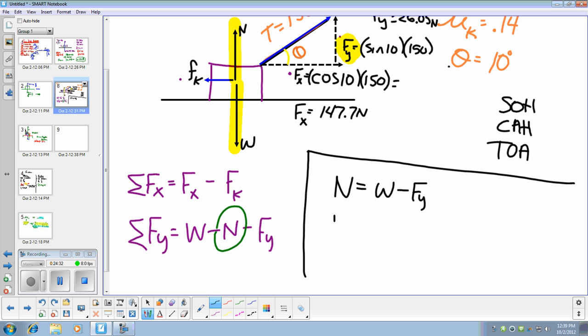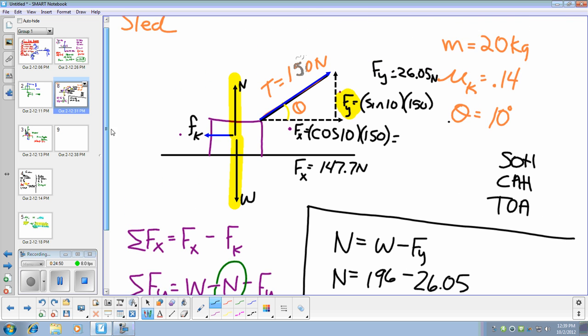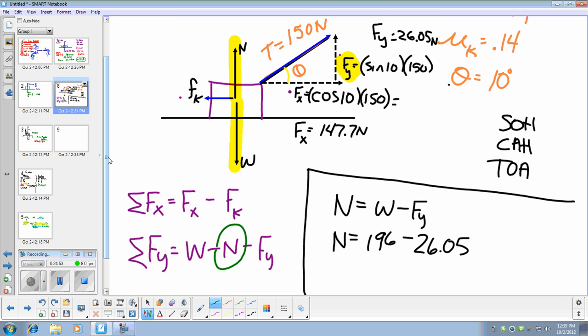And what we see is we're going to have 196 minus 26.05. Now you might be saying, wait a second, where'd you get 196? Well, I think I did some sneaky math when you weren't looking, and I found the weight. Remember that weight is equal to mass times gravity. So weight is equal to 20 kilograms multiplied by 9.8. That means that weight is equal to 196. Oh, that sneaky math.